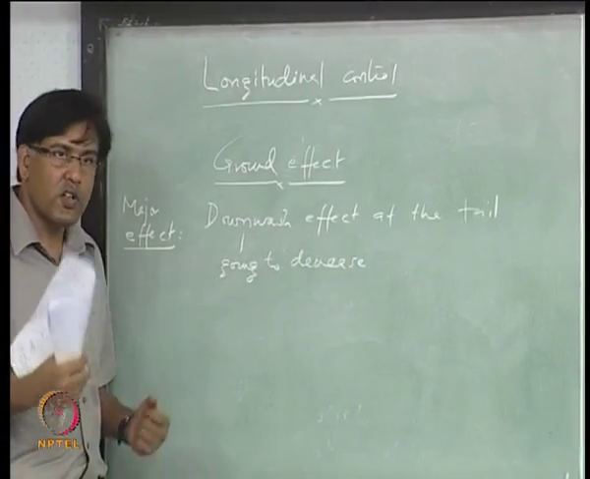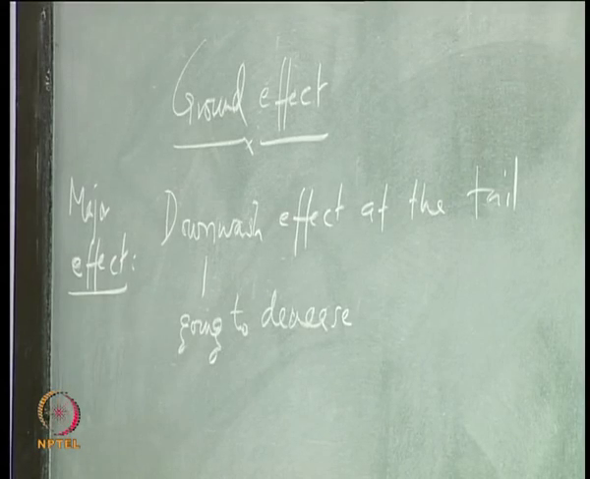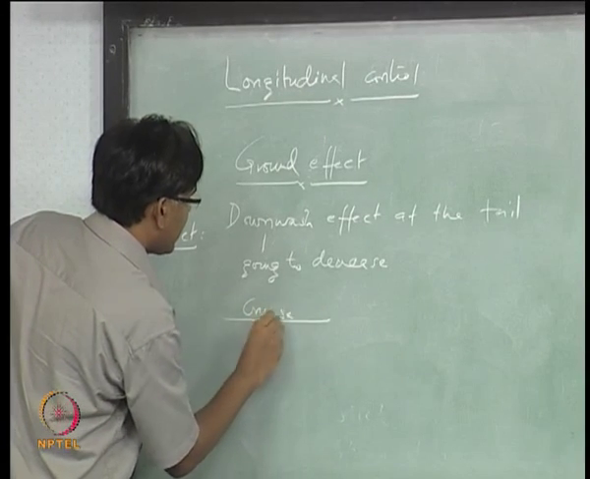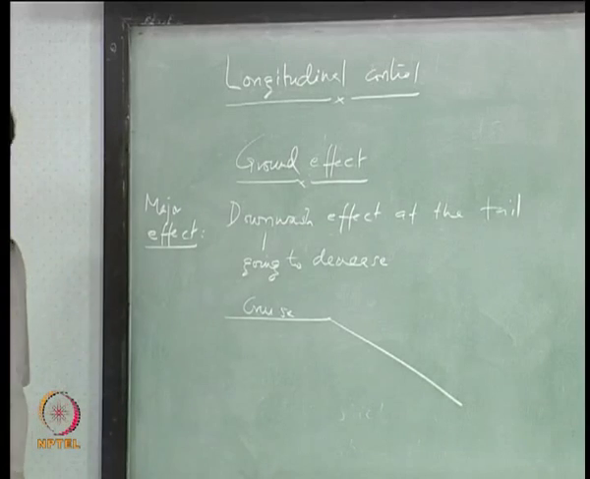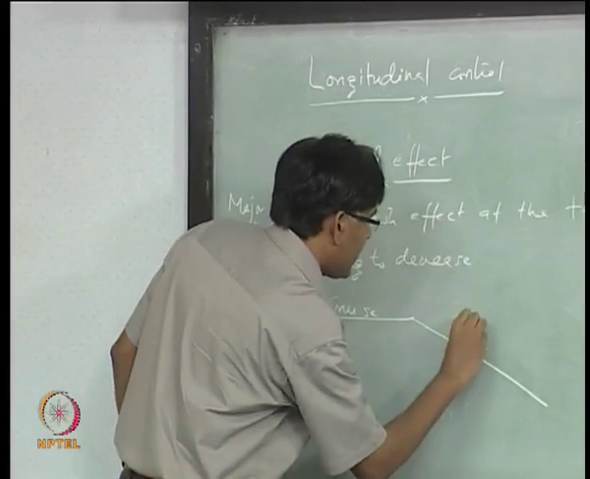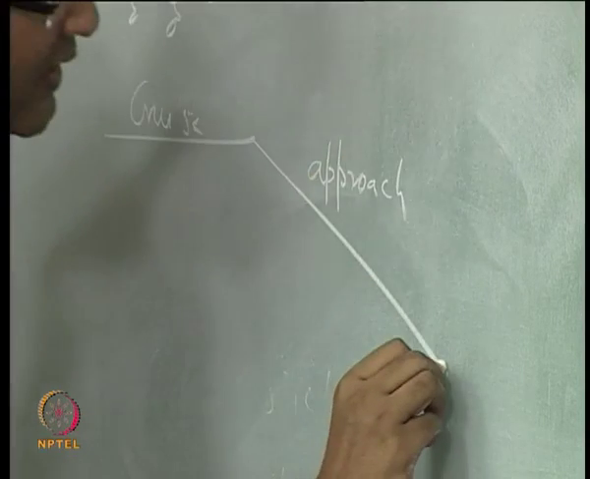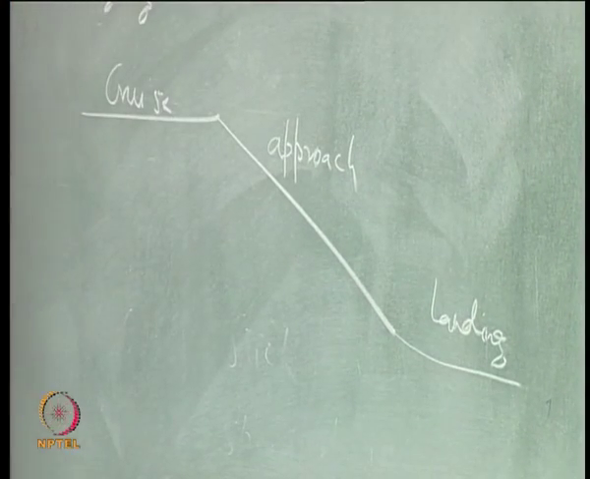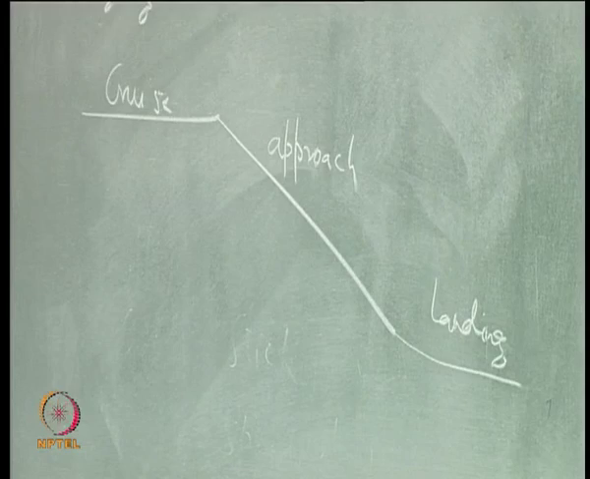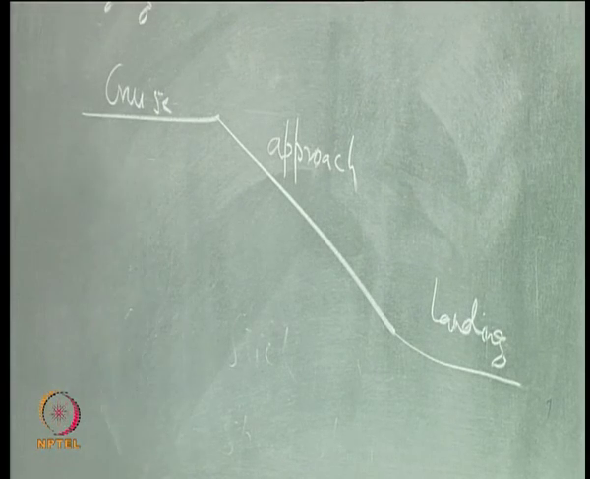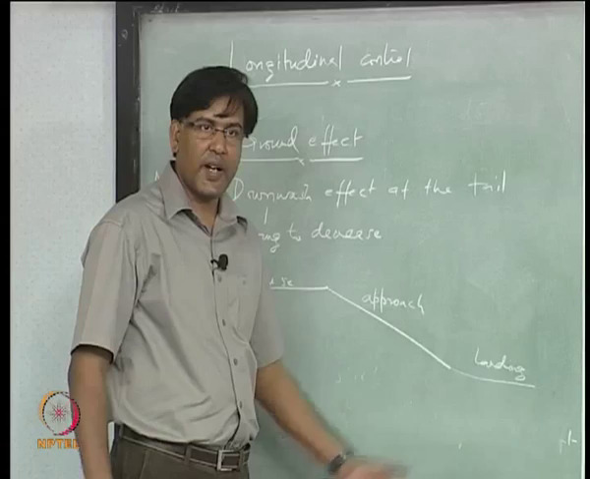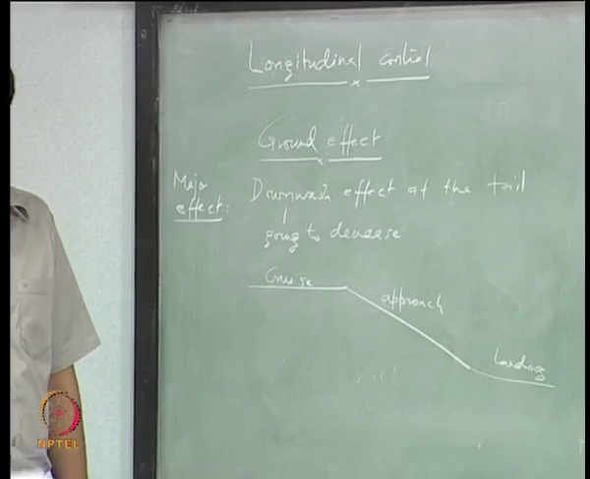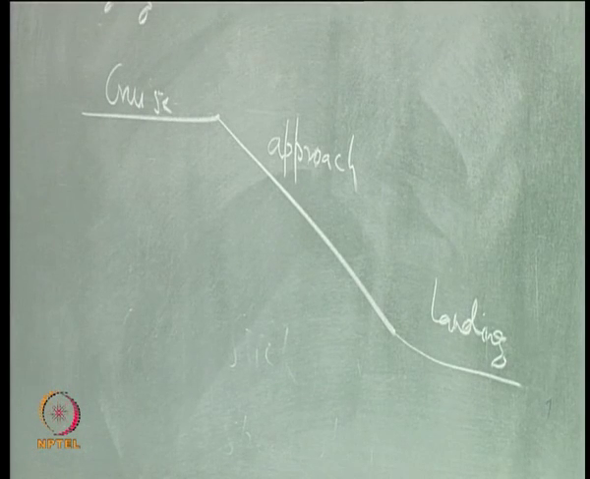So the pilot should know that when you are trying to come down, from the cruise condition, you will initiate the approach maneuver, this approach, and finally landing, right. At landing, what do you expect? I mean, it should be landing at what CL? CL max actually, right.